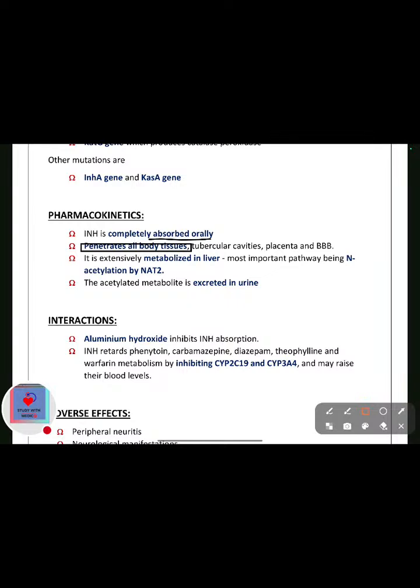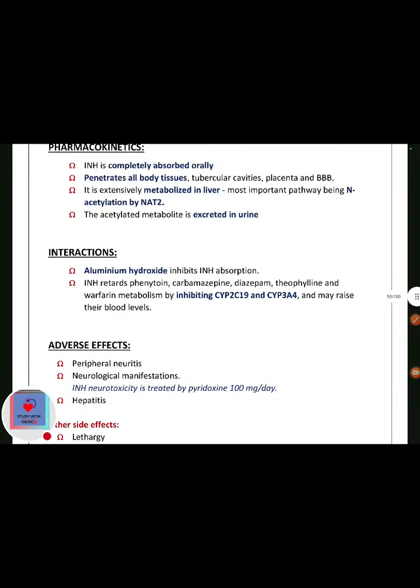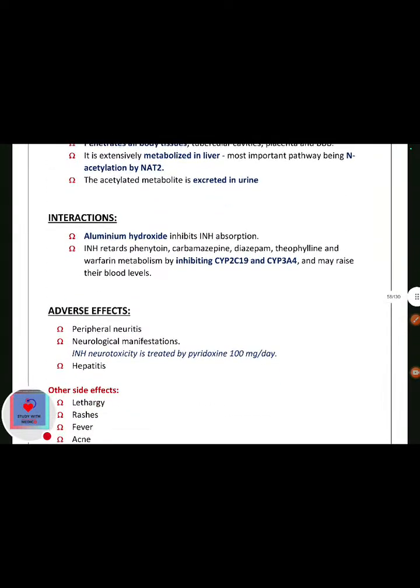It's extensively metabolized, the most important pathway being N-acetylation by the NAT2 enzyme. So it is converted by acetylation, and the acetyl metabolite is excreted in urine. If liver failure is there, then the NAT2 enzyme will be defective, then it cannot be metabolized, so it can cause neural defects.